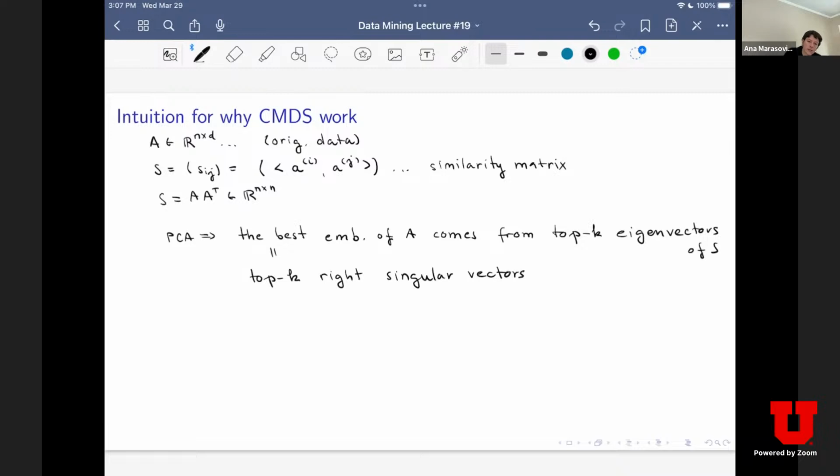So here there is nothing new. This is just reiterating what we have done before with PCA and with truncated SVD. It's just that we have now defined the similarity matrix to be A times A transpose.